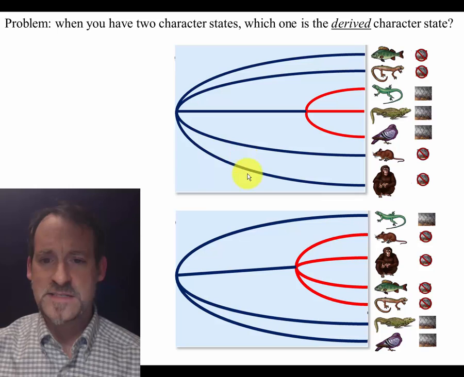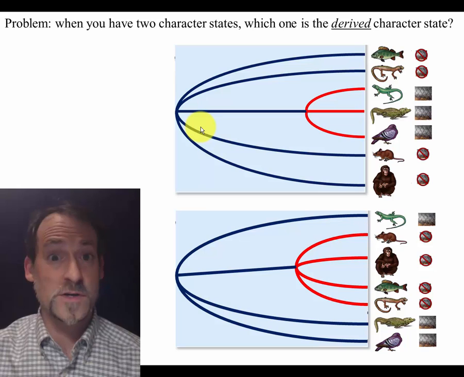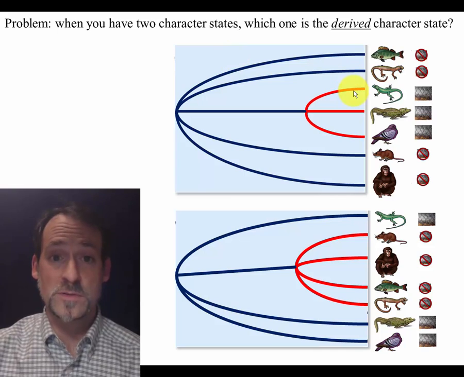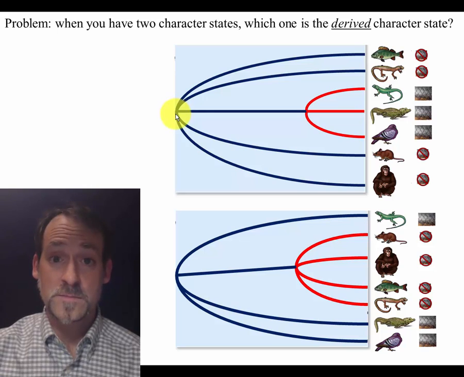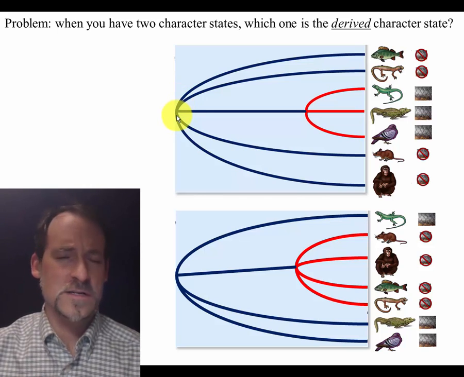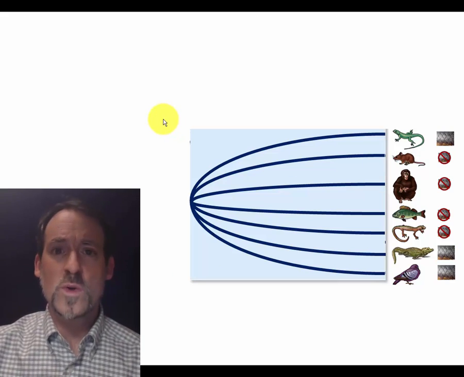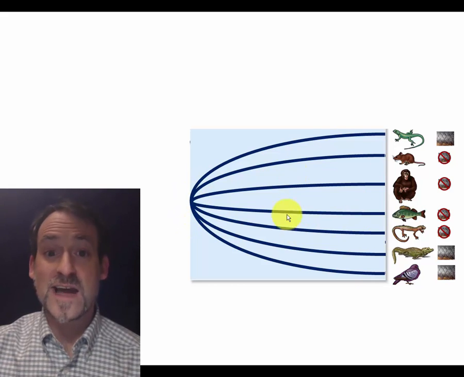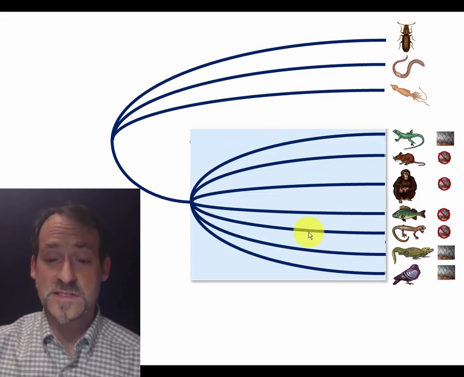And the key is that, and maybe this is almost so obvious that I don't need to say it, but it's very important: the derived character state evolved somewhere in this in-group. It evolved at some point after the root of this tree. Before this ancestor here, the derived character state presumably did not exist. So if the derived character state didn't exist before this root, if it doesn't exist outside of this in-group, you just look at some organisms that aren't within this in-group.